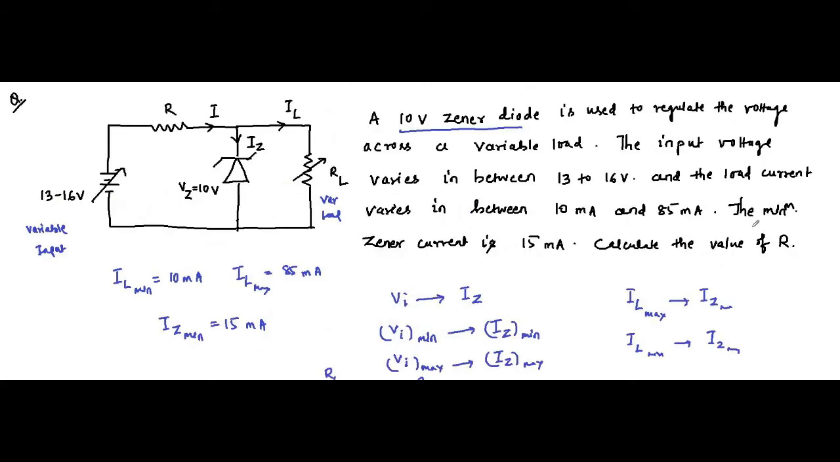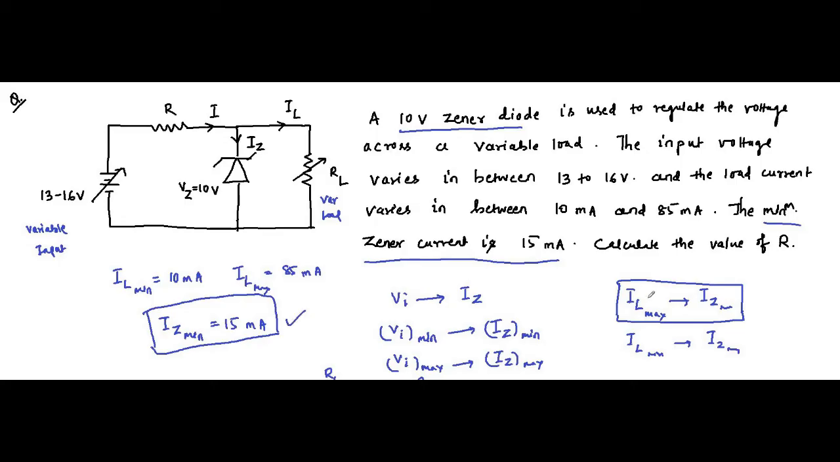In the data which is given, we have only the mention of the minimum Zener current, Iz min. So Iz min occurs when the load current is maximum. IL max is equal to 85 milliampere, which is given. Okay, IL max is 85 milliampere.